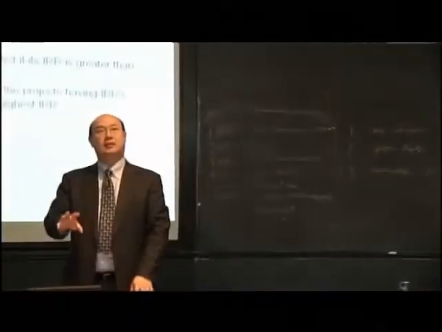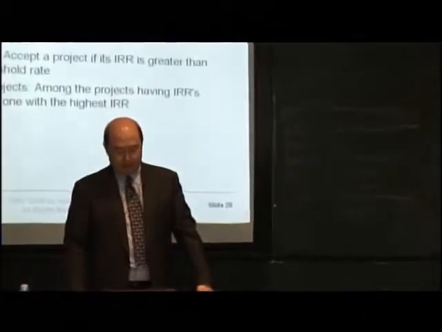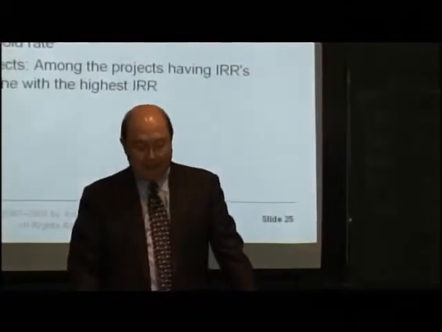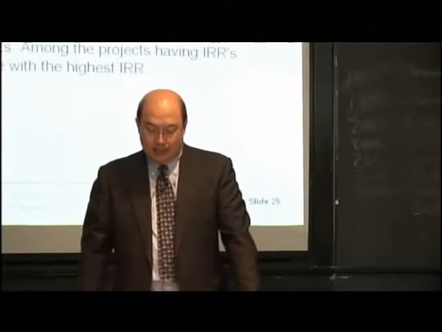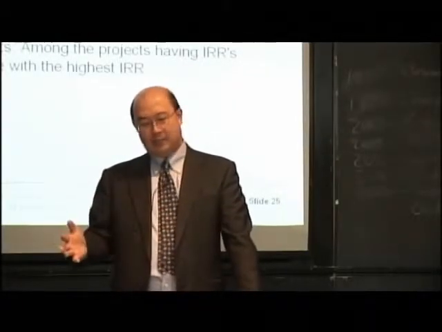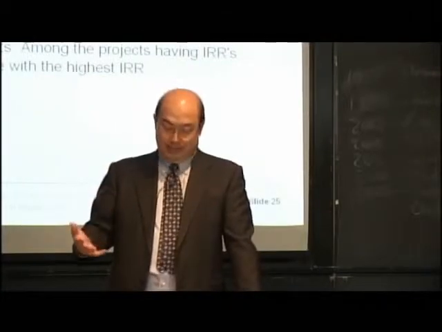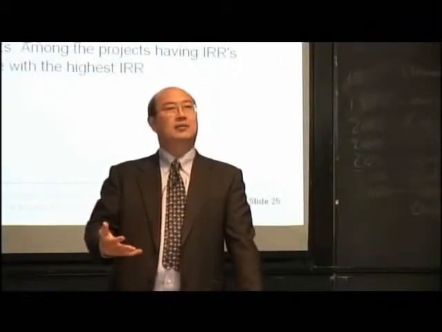Just to be explicit, the way IRR is used is, for independent projects, accept a project if the IRR is greater than some hurdle rate, some IRR star. You can think of that as your internal or required rate of return. As long as the break-even IRR is equal to or greater than that threshold, then you're okay. Second, if you've got mutually exclusive projects, then you pick the one that has the highest IRR. Okay?